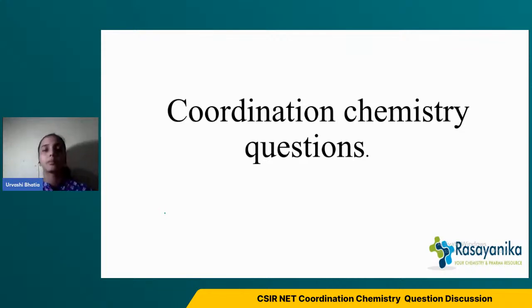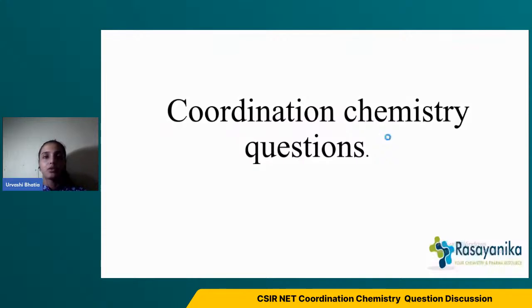So, I'm going to discuss coordination chemistry questions over here. Coordination chemistry is a very important topic as far as CSIR NET is concerned, and some of the important topics from this chapter are magnetic moment, term symbols, orbital diagram, and the charge transfer spectra, color and spectra basically. Okay, so I'm going to cover some general questions, not specific topic based.